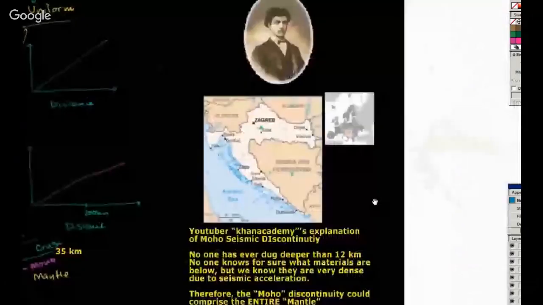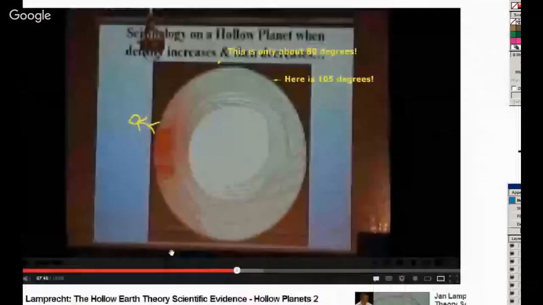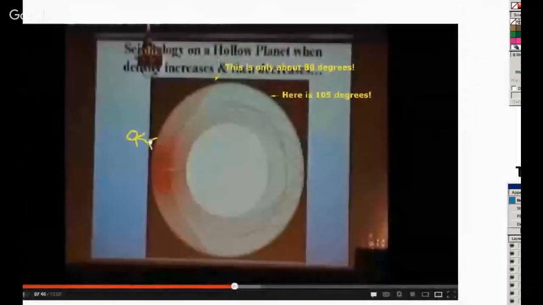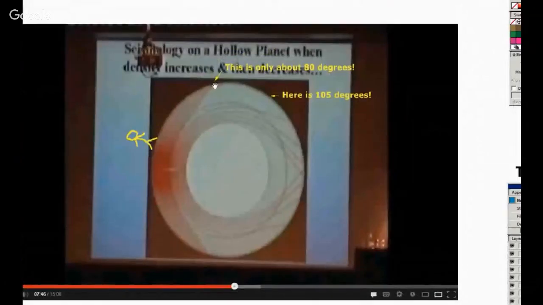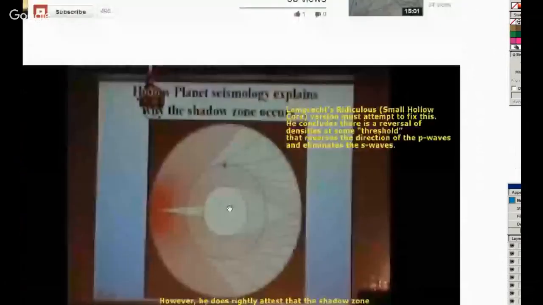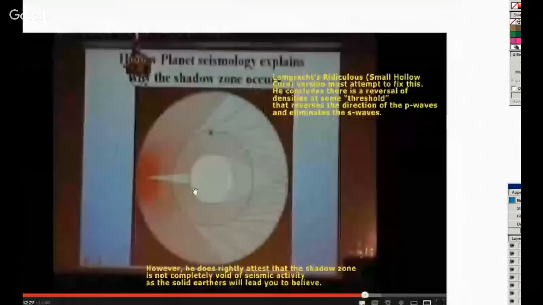Jan Lamprecht is basically saying that initially, okay, this is the initial version of the seismic activity on a convex planet that happens to be hollow in theory, basically. But they only have the S and P waves going to about 80 degrees. So this is where they would need to go. And so they have to revise their model, create this much smaller hollow interior.